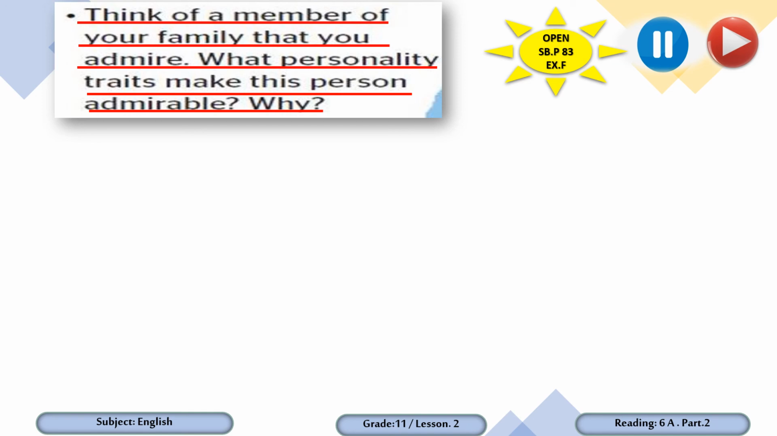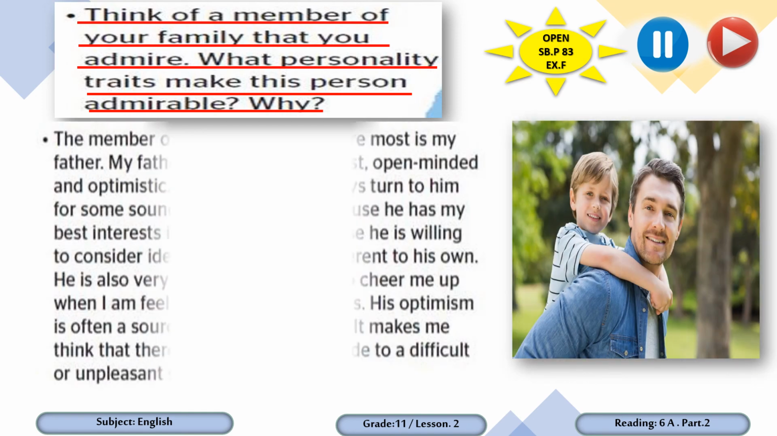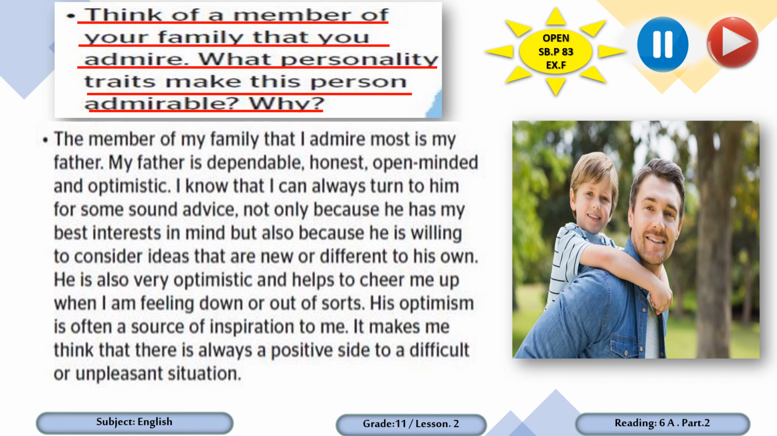Okay, now it's time to read the suggested answer. The member of my family that I admire most is my father. My father is dependable, honest, open-minded, and optimistic. I know that I can always turn to him for some sound advice, not only because he has my best interests in mind, but also because he is willing to consider ideas that are new or different to his own.